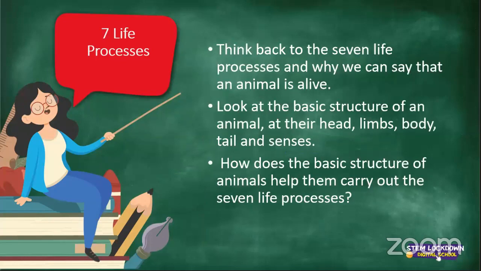Okay, now we are going to look at the 7 life processes again. And we have to look at why we can say that an animal is a living thing. We'll have to look at the basic structure of an animal, at their head, their limbs, their body, their tail, and their senses. And then we have to see how the basic structure of the animals helps them to carry out those 7 life processes.